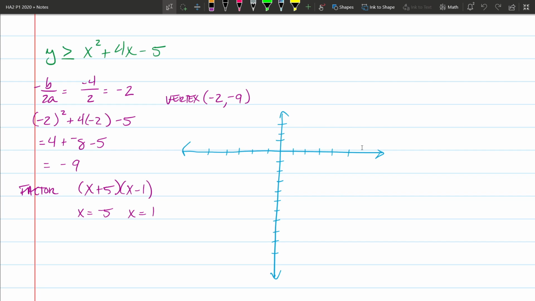All right. So vertex at -2, -9. 2, 3, 4, 5, 6, 7, 8, 9, right about somewhere around here. My zeros are x is -5. 1, 2, 3, 4, 5, probably right about there. And 1, probably right about there. All right. Is my line going to be dashed or solid? Mr. Clark, it's going to be solid. Very good. It's going to be solid because of the equal part.